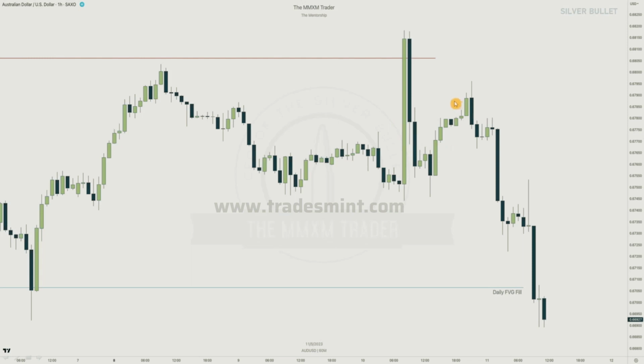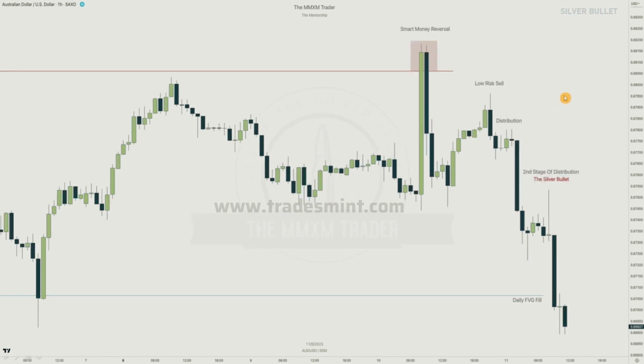Right, now let's look at market structure, right? What do we need? We need a long-term high above an old high, right? We need that smart money reversal. So we have a short-term high here, long-term high here, short-term high here, right? And now we wait for that intermediate term high to be formed. So how does that look? Right, smart money reversal above that old high, breaking down lower.